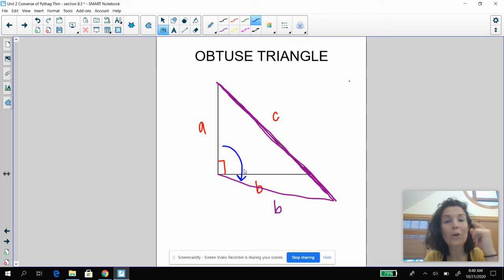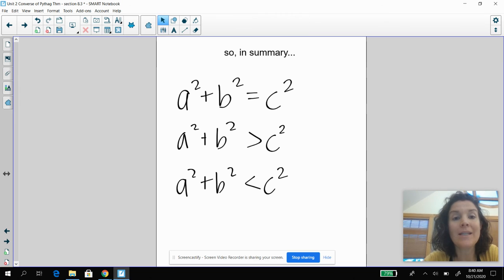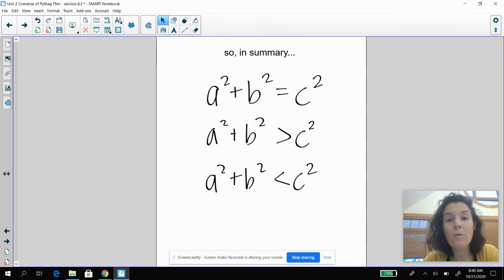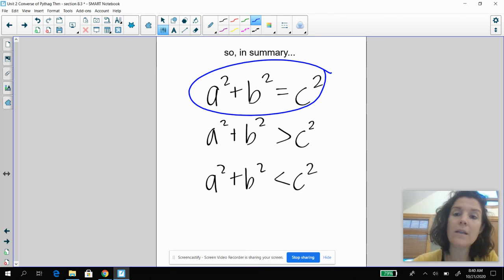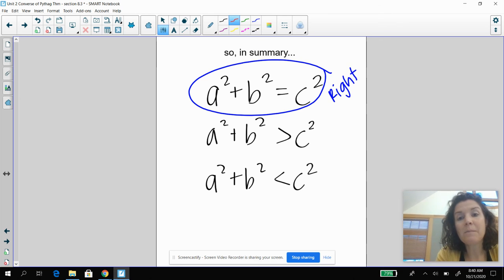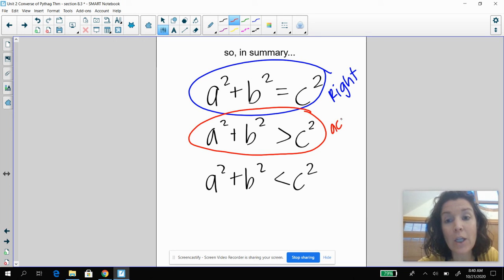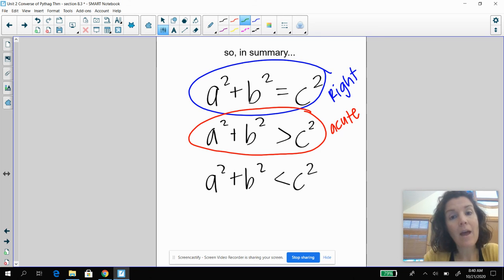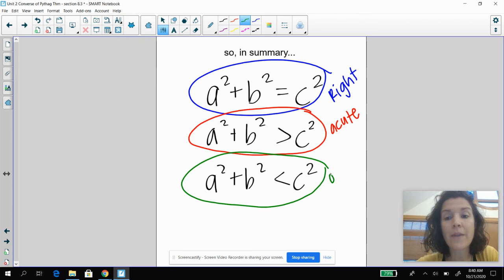So to recap here, if I have a squared plus b squared is equal to c squared, then I know that I've got a right triangle. So this guy is going to be a right triangle. If a squared plus b squared is greater than c squared, which means that my c squared is less than those other ones, it's smaller, this is going to be an acute triangle. And my last one, if a squared plus b squared is less than c squared, meaning c squared is greater than those two sides, then we know that this is going to be obtuse.